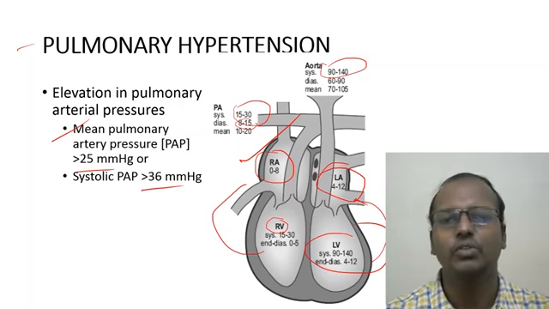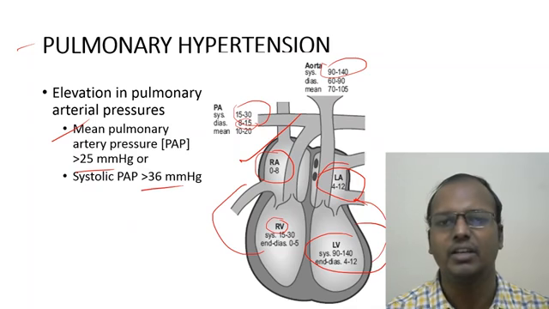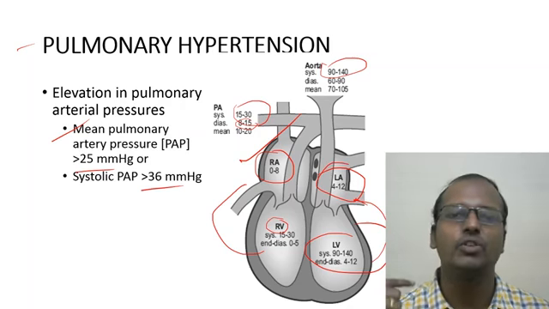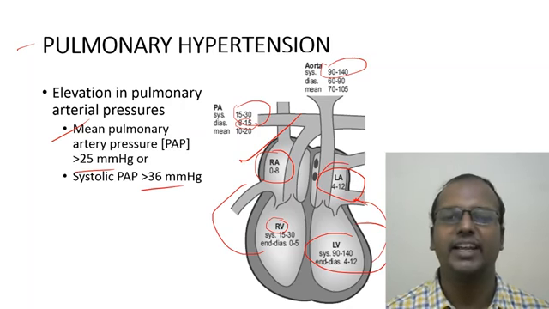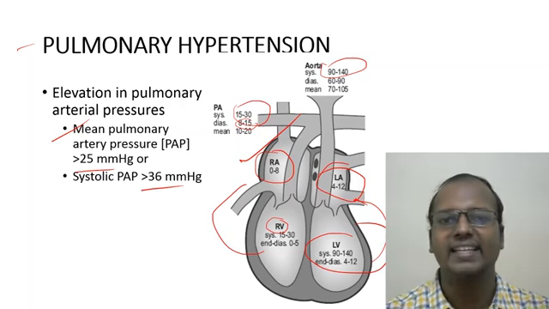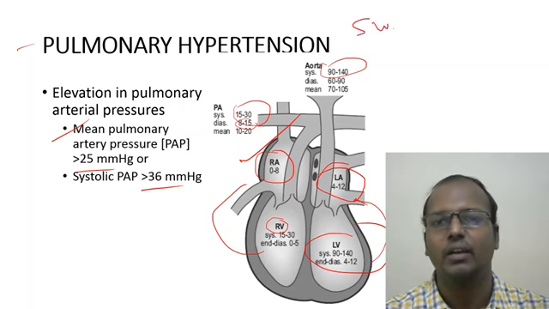So there are certain clues which you can get with the help of these pressures, but ideally these pressures can be measured with the help of catheterization. You introduce a catheter through the jugular vein and then measure the exact pressure at all these areas. This catheter is called a Swan-Ganz catheter. That is very important.